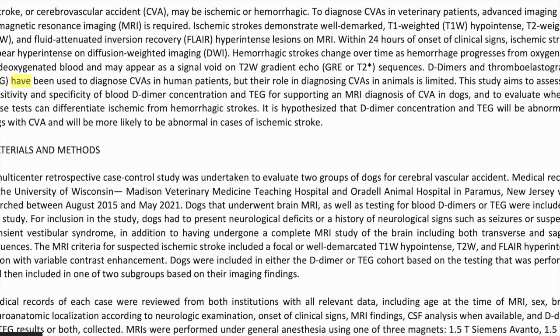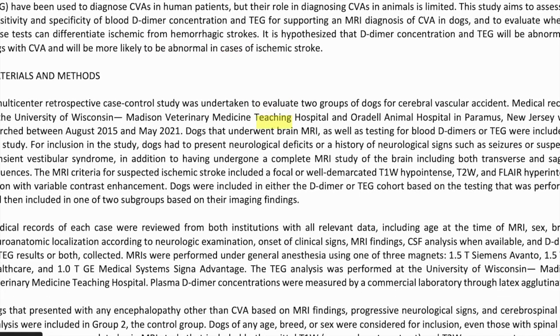D-dimers and thromboelastography, TEG, have been used to diagnose CVAs in human patients, but their role in diagnosing CVAs in animals is limited. This study aims to assess the sensitivity and specificity of blood D-dimer concentration and TEG for supporting an MRI diagnosis of CVA in dogs, and to evaluate whether these tests can differentiate ischemic from hemorrhagic strokes. It is hypothesized that D-dimer concentration and TEG will be abnormal in dogs with CVA and will be more likely to be abnormal in cases of ischemic stroke.